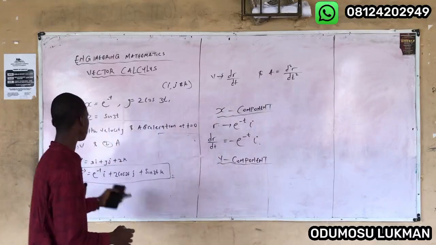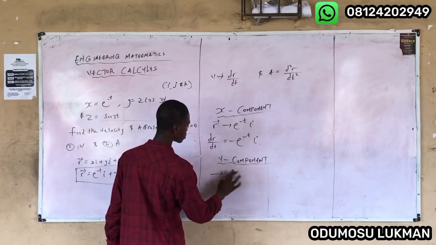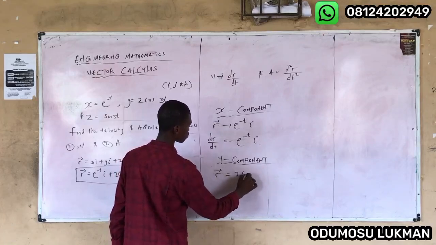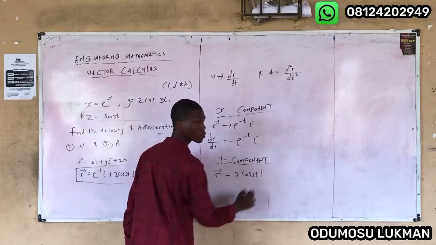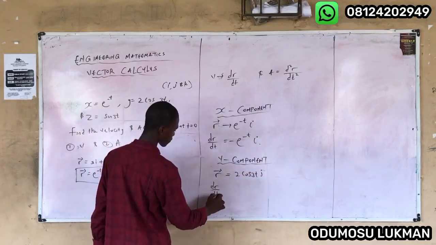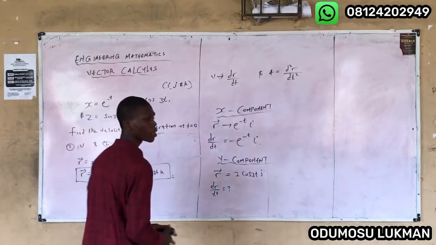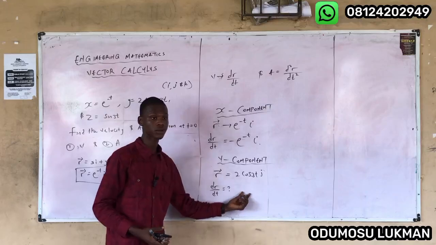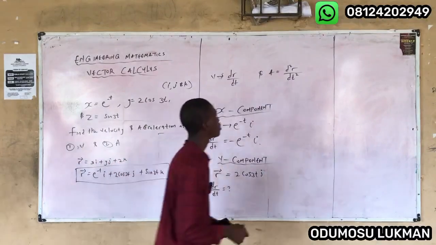Now for the next one, the y component. I have r equals 2 cos 3t j. So what I need to do here is find dr/dt. Now the question is, how do I find dr/dt? From the techniques of differentiation, I can use my chain rule here, right? So, applying the chain rule to this.